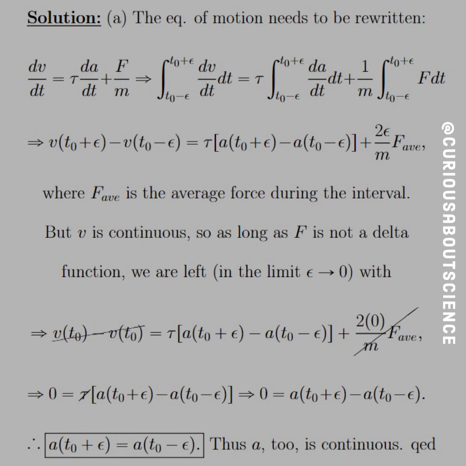Now we have 0 to the left, and we can divide by tau. But if that equals 0, then we see that a at t naught plus epsilon minus a of t naught minus epsilon, well, if that's equal to 0, they have to be equal. Thus, a is continuous. Okay? So what we had to do is show that the difference of the accelerations equaled 0. And now we show that that was the continuity condition. So that's pretty cool. That was easy.